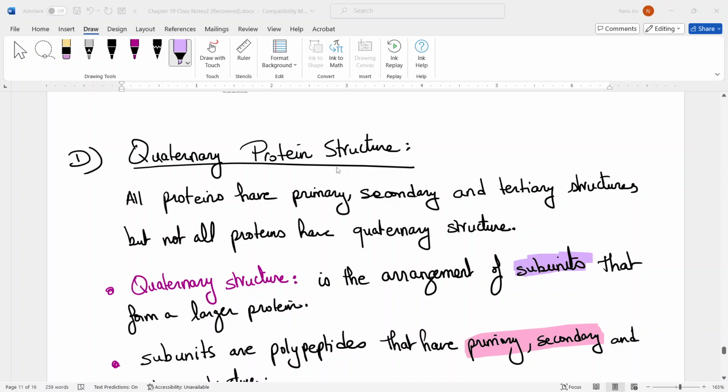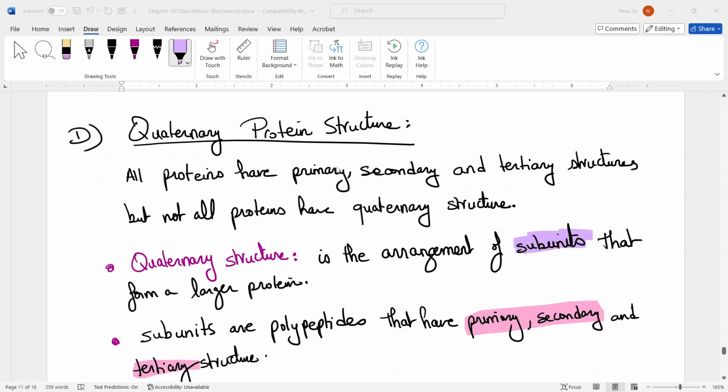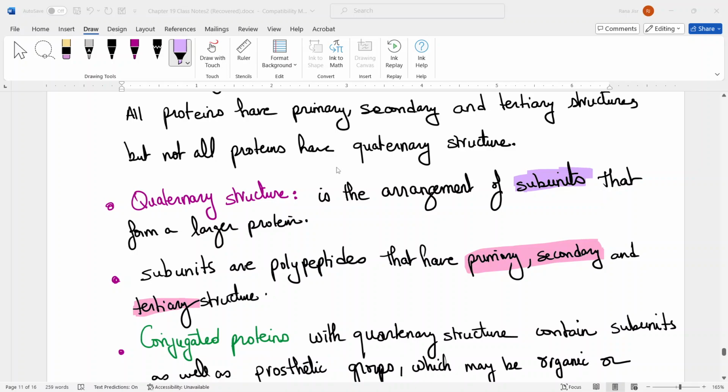The last type of protein structure is the quaternary protein structure. This is a more complex structure. And this structure exists in proteins that are made up of two or more identical or different polypeptide chains. We call those subunits. The subunits are polypeptides that have primary, secondary, or tertiary structure.